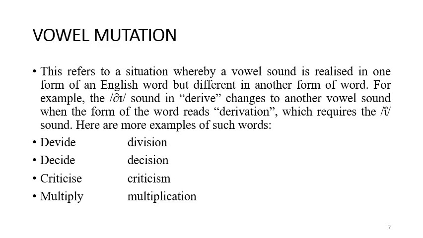Then the next issue in the sound system is what we call vowel mutation. Vowel mutation refers to a situation whereby a vowel sound is realized in one form of an English word but differently in another form of the word. For example, the sound of i in drive changes to another vowel sound when the form of the word reads derivation, which requires the long e sound.